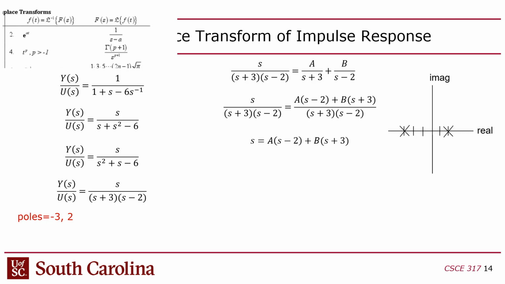Which gives me s equals a times s minus 2 plus b times s plus 3. Okay? Now you might be thinking, okay, still not helping. It's still one equation, two unknowns. You can't solve this. It's impossible.